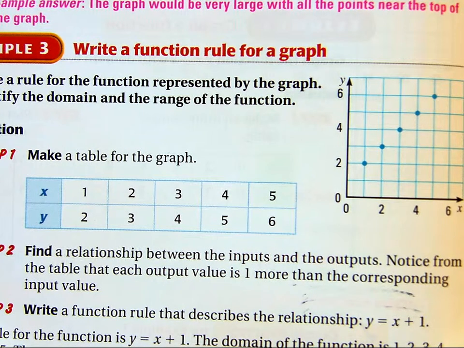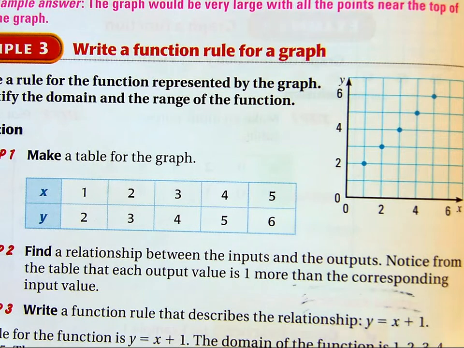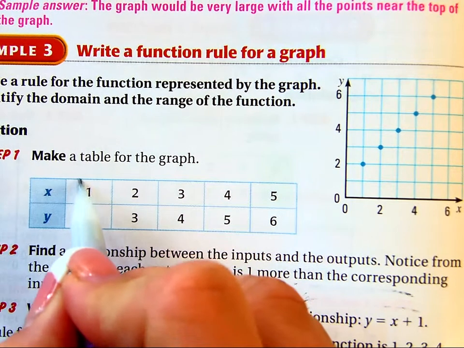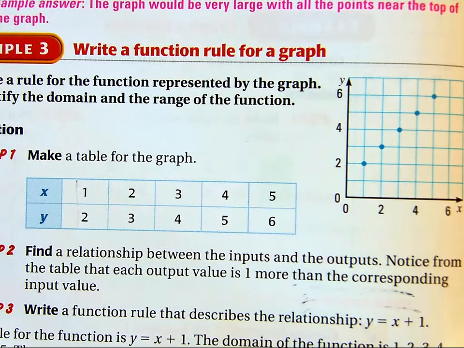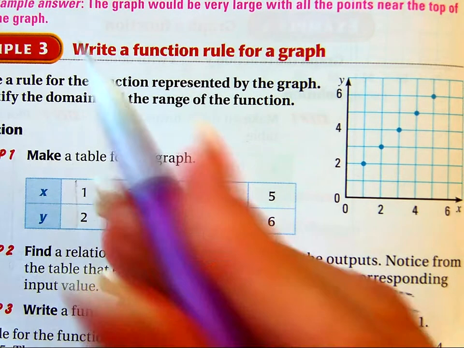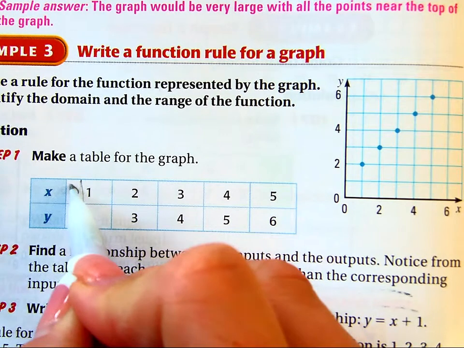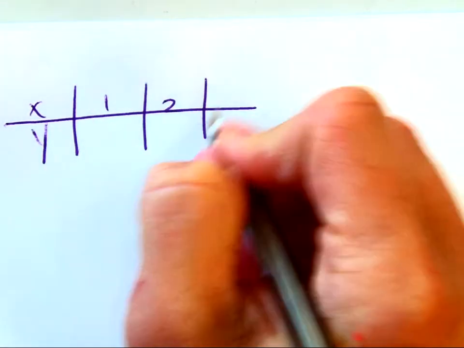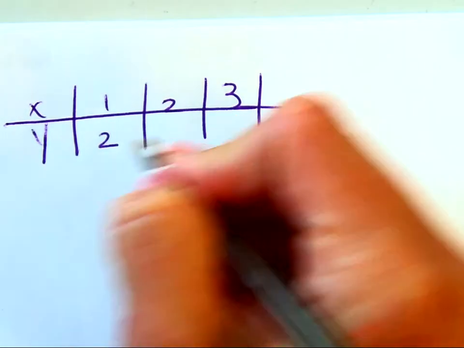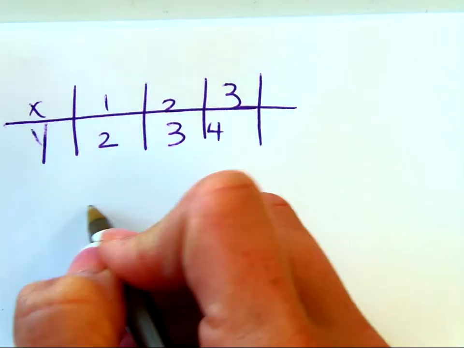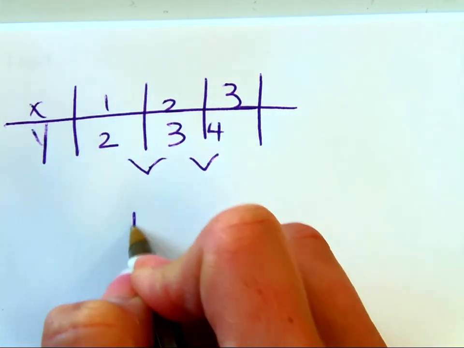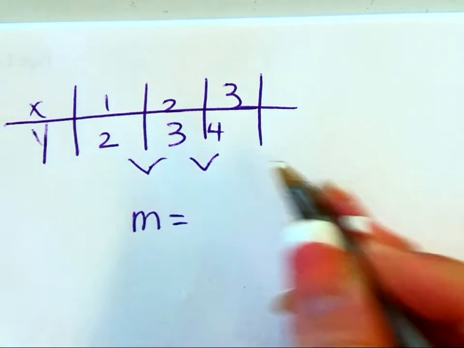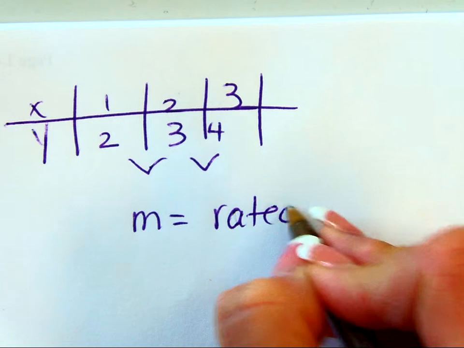Okay? But we also need to find out what our initial value would be. Our initial value would be (0, 1). Okay? So let me just get this table here. So we have x and y: x is 1, 2, 3, and y is 2, 3, 4. So as this goes up by 1, we find that that is our slope, which is our rate of change.